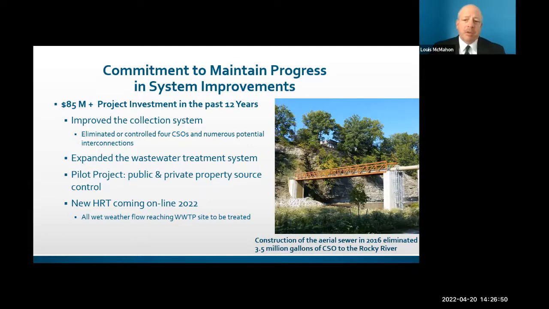We have a new high rate treatment that's coming on. So any wastewater and any combined sewage that gets to the plant site now will be treated before it's discharged to Lake Erie. That increases our average daily flow, which is like 4.5 million gallons, but that'll get us up to 70 million gallons of wet weather treatment. Next, please.